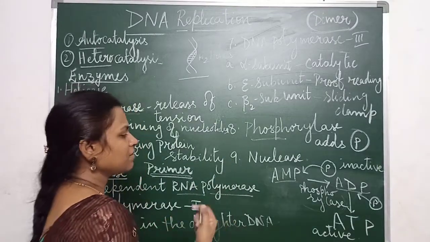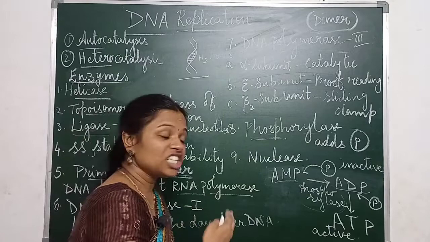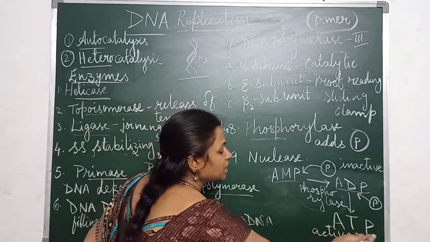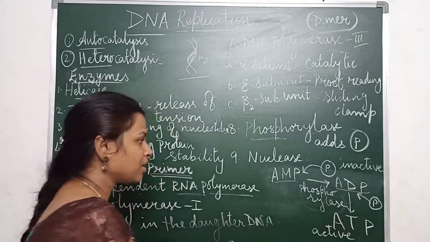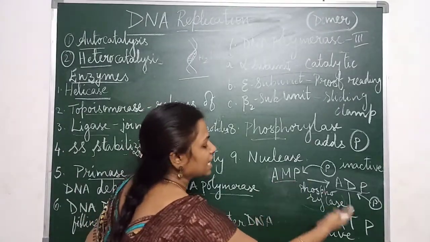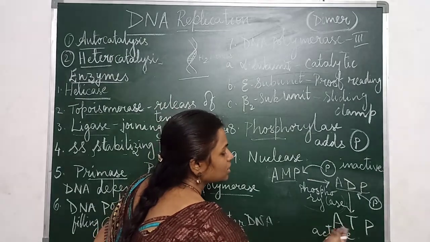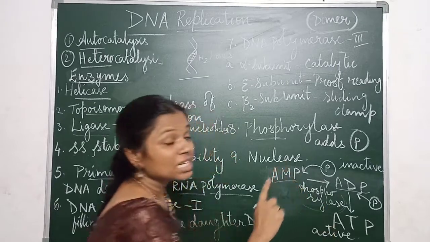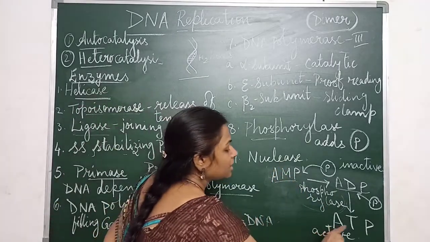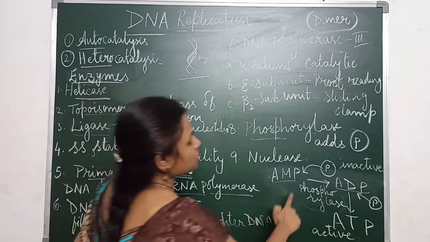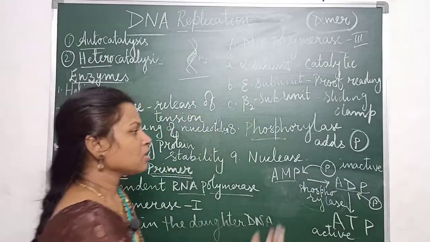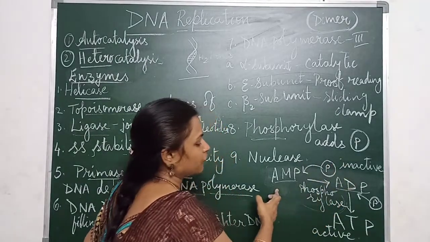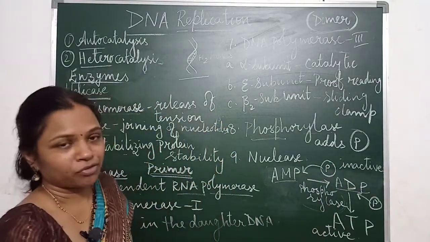In the same way, it converts GMP, guanosine monophosphate, to GTP, guanosine triphosphate. Similarly, cytosine monophosphate is converted into cytosine triphosphate, and thymidine monophosphate into TTP, thymidine triphosphate, in the presence of phosphorylase enzymes. So it converts the inactive monophosphates into active triphosphates.